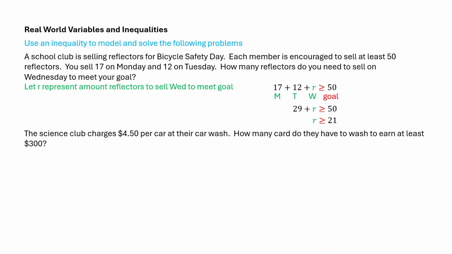Let's see what the science club is doing. They got a car wash. It's $4.50 per car. All right. How many cars do they have to wash to earn at least $300? Apologies for the typo there.